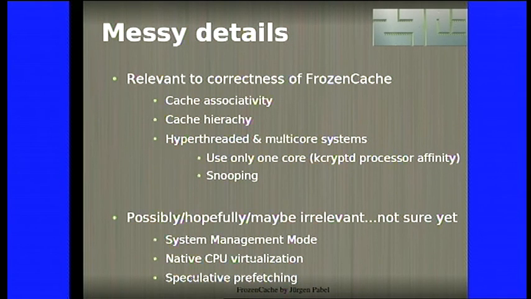Cache hierarchy is an issue. Usually you have a first and second level cache. Now the modern server CPUs have a third level cache. Other motherboards, for example, have a third level cache that they provide on the board.